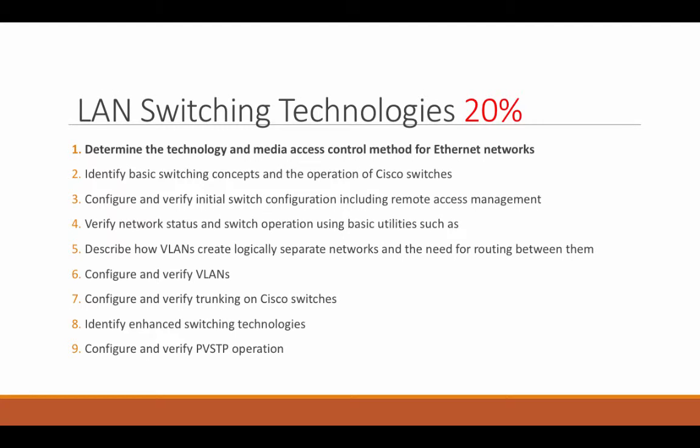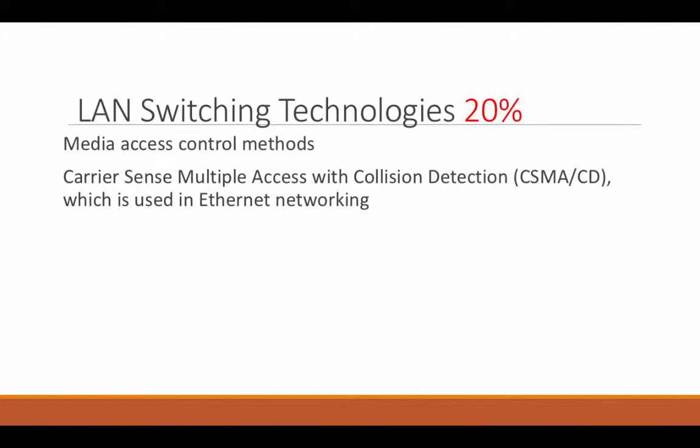In this chapter we're going to be having a look at determining the technology and media access control methods for Ethernet networks, closely followed by identifying some basic switch concepts and the operation of Cisco switches. So, media access control methods.